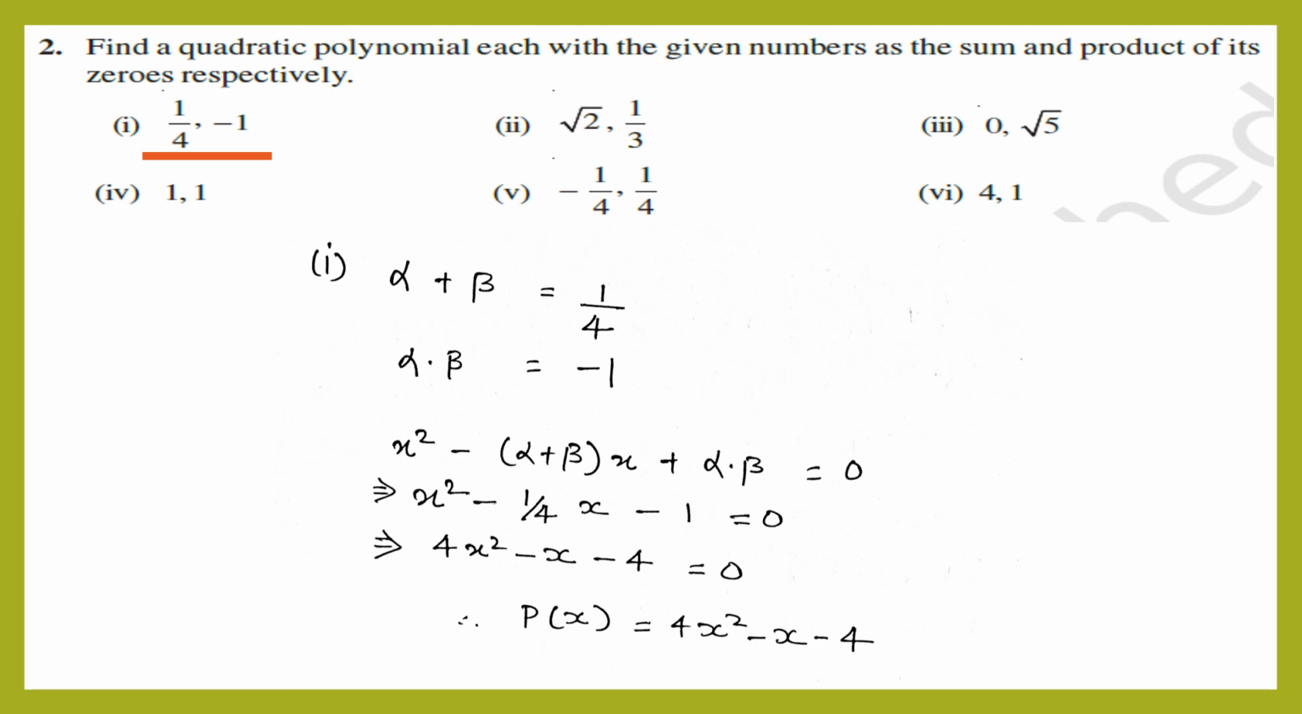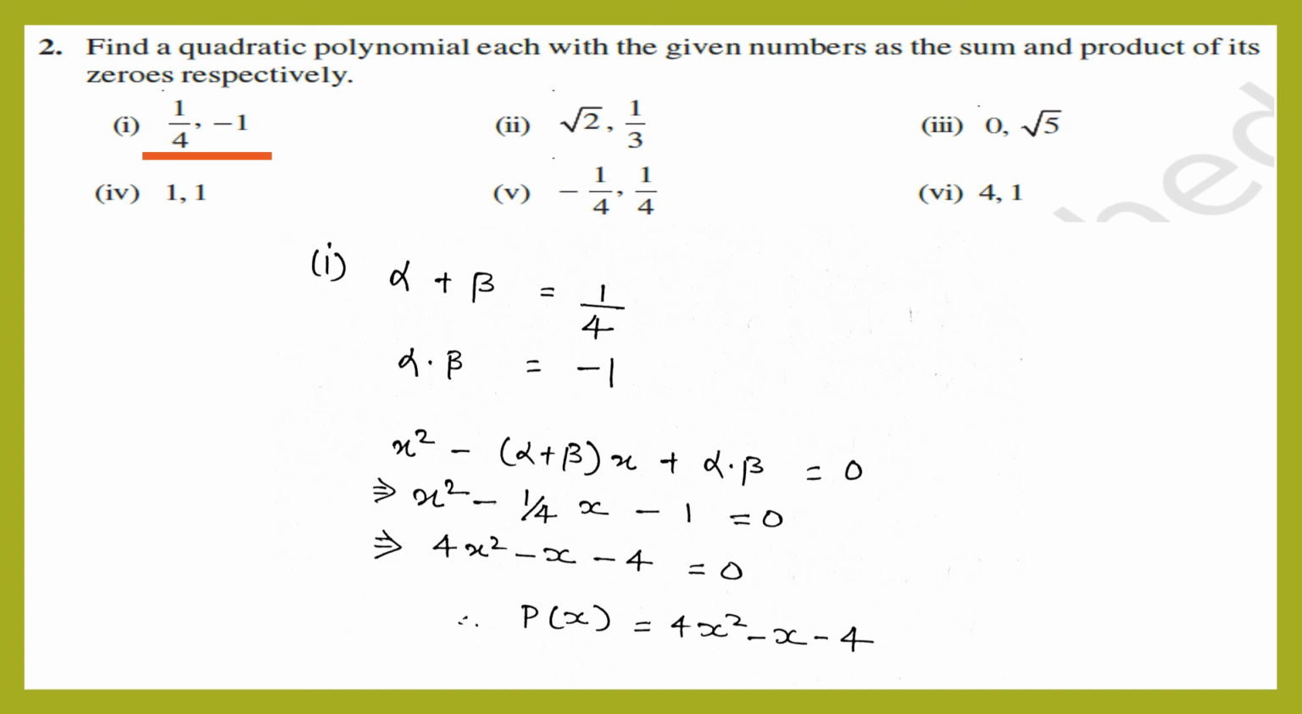In the second problem, we are given sum and product of roots. That means alpha plus beta and alpha into beta respectively. Now we have to find quadratic polynomial. So let's start with the first one.